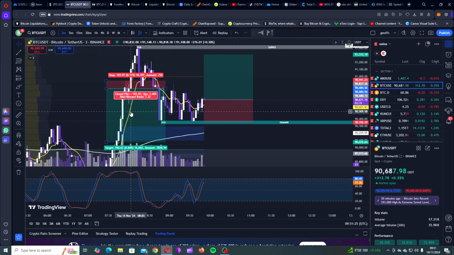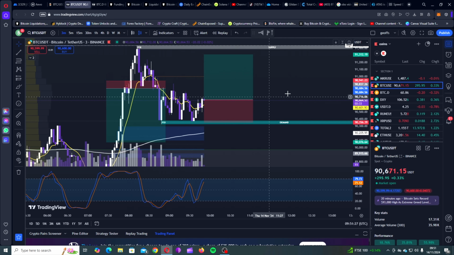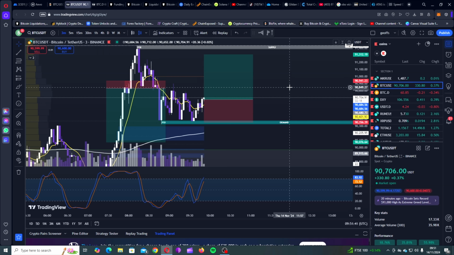Or you can keep it running. It's totally your choice. I'm just showing you a quick, simple mechanical strategy of how you can use this sort of thing in trading. It's so easy to use.